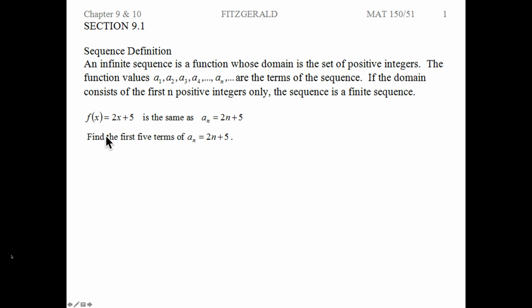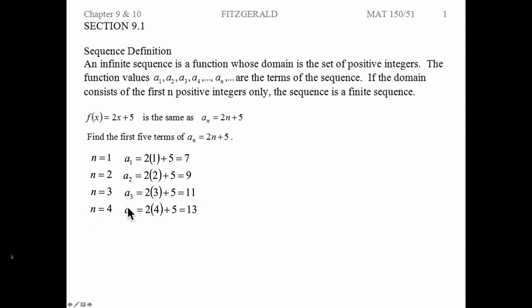If we were asked to find the first 5 terms of a sub n, you start with n equaling 1 and substitute it in every place you see an n. So a sub 1 is equal to 2 times 1 plus 5, which is 7. When n is equal to 2, a sub 2 is equal to 2 times 2 plus 5, that's 9. When n is 3, a sub 3 is 2 times 3 is 6 plus 5 is 11. When n is 4, a sub 4 is 2 times 4 plus 5, which is 13.